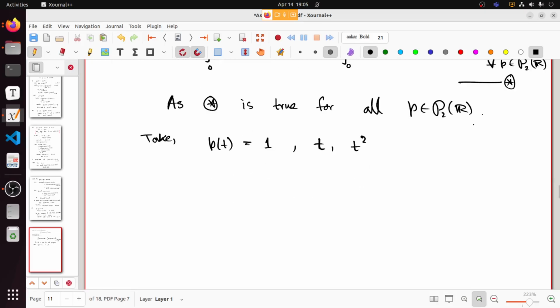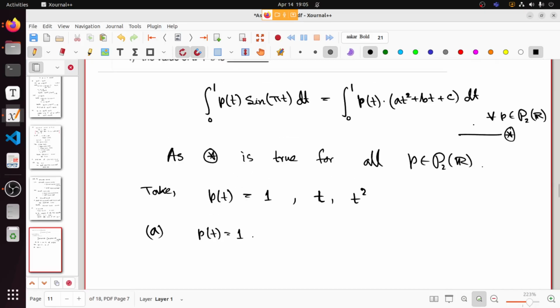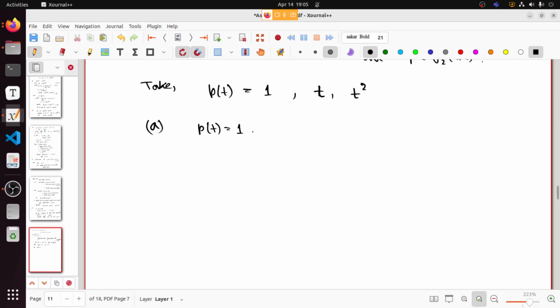Right. So the first one, when p(t) equals to 1, then what will be the LHS? From 0 to 1, it is 1 into sine pi t dt.